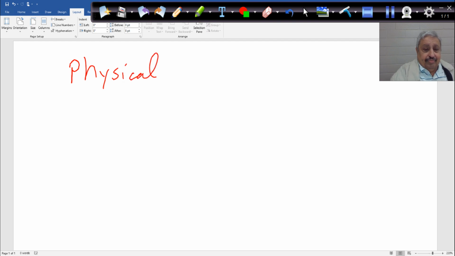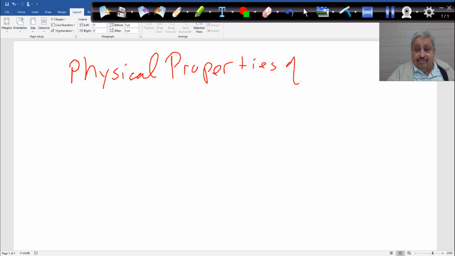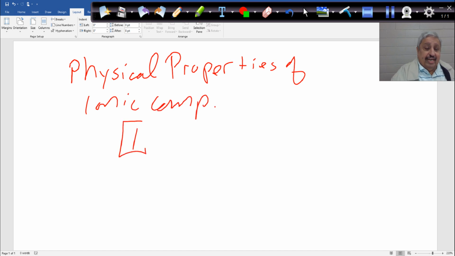Physical properties of ionic compounds. Well, what is most striking about the physical properties of ionic compounds or ionic bonding? We did this one before. They have a metal. What can you expect from the metal? First, and the most important, they conduct electricity.